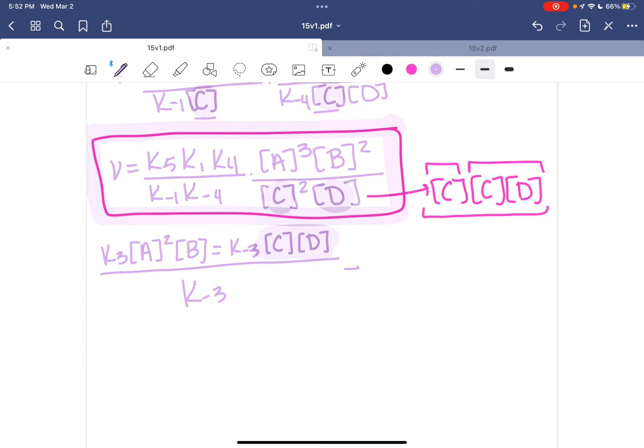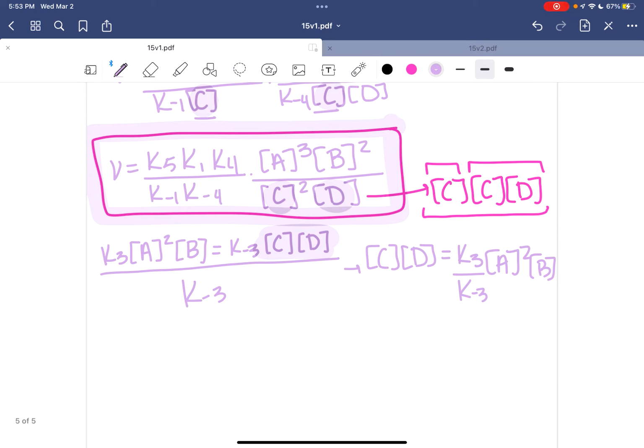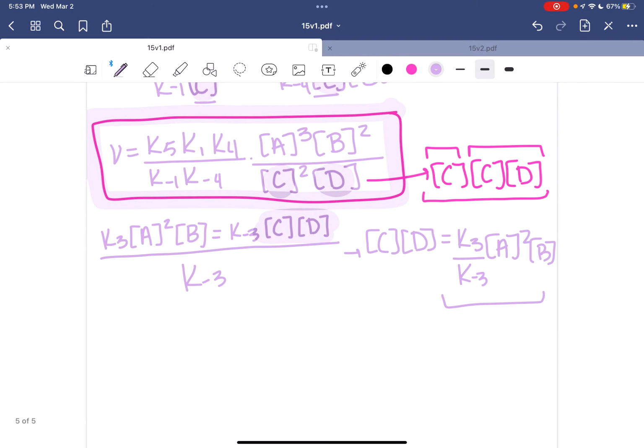So that gives us C times D is equal to K3 divided by K minus 3 times A squared times B. So now we're going to take this right side of the equation and plug it in for C times D. And it's not going to get rid of one of the C's, but that's okay. We'll take care of it in the next step.